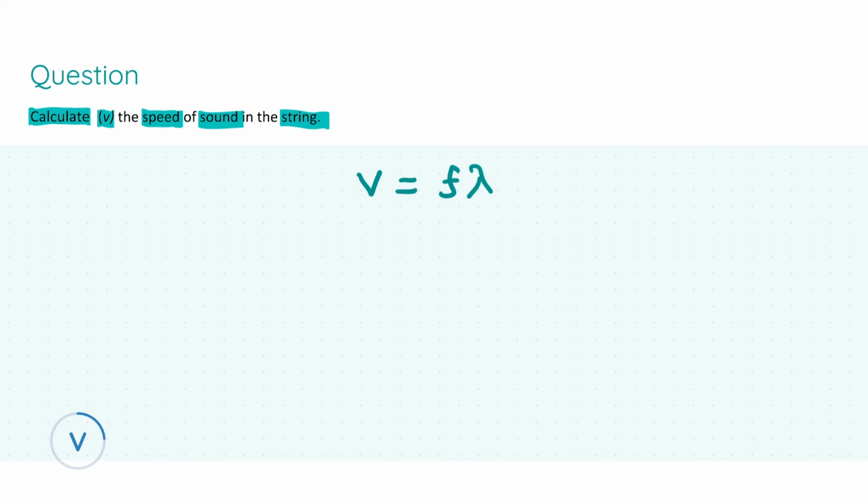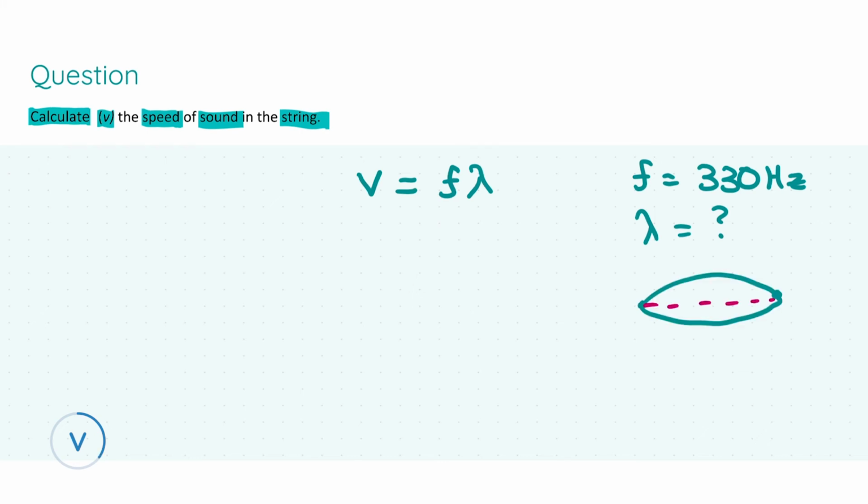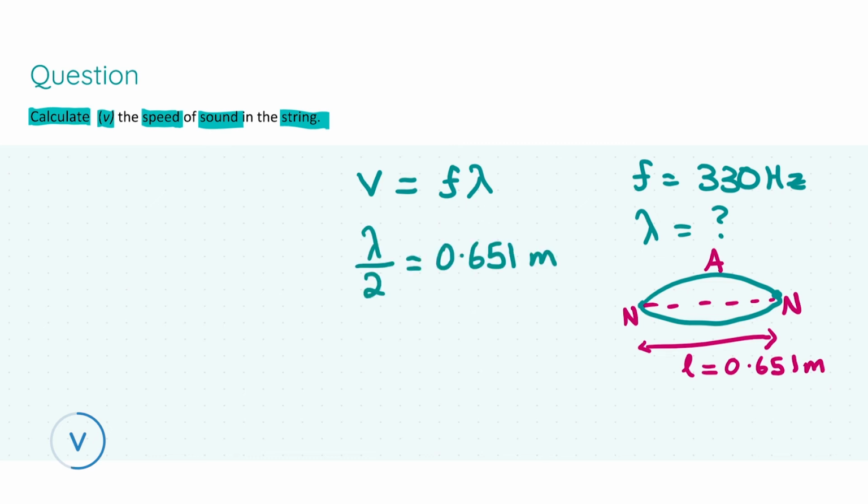Now, we know what f is. F is the fundamental frequency of 330 hertz. However, what's lambda? Well, we know at the fundamental frequency, the string is vibrating at half a wavelength, since as we saw in part 3, we had 2 nodes at the end, and at the fundamental frequency, we had 1 antinode up here. And this clearly is half a wavelength, and half of a wavelength is represented by the length over which this vibration occurs, which is 0.651 meters, of course.